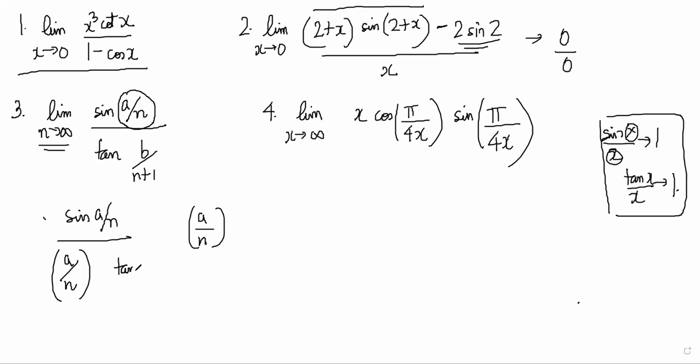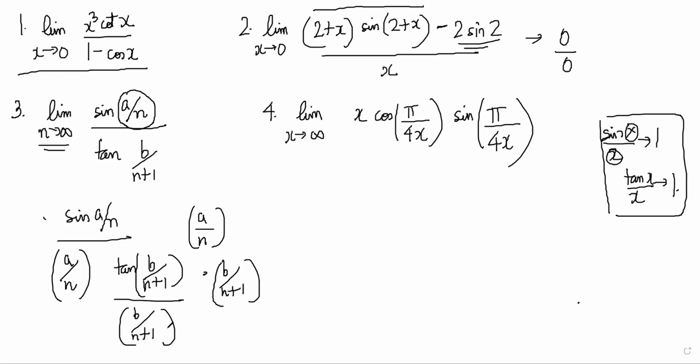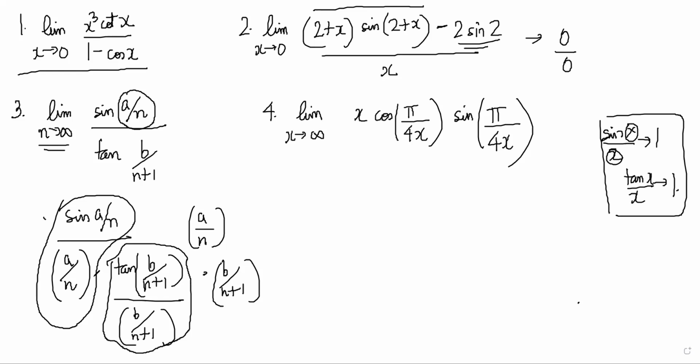Similarly, for tan of b by n plus 1, if I have to make b by n plus 1 in the denominator, I should multiply by b by n plus 1 here. So what I have done is utilize this limit as 1 and this limit as 1, and just to make it happen, I multiply and divide by two things. Finally, this will become 1, this will become 1, and you have this expression.